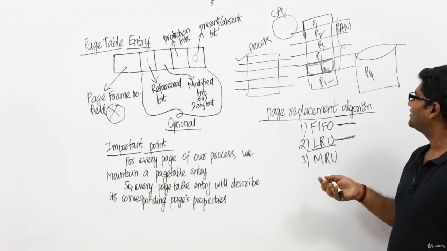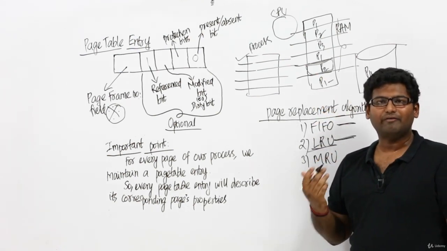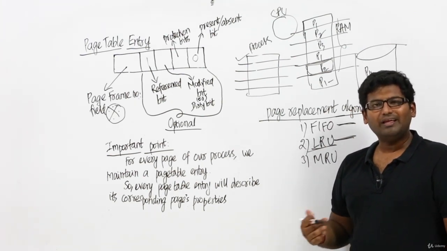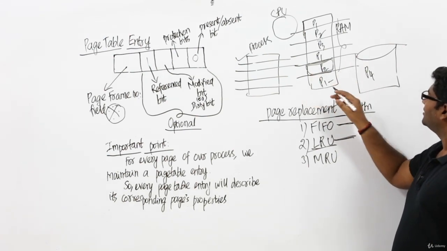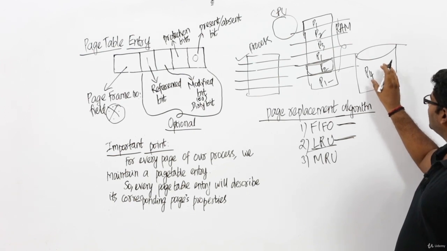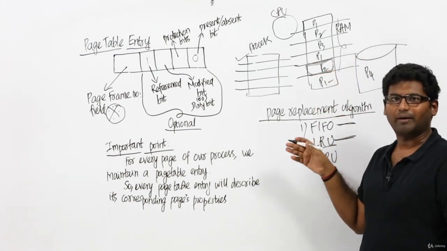Okay, we are going to replace the least referred page, and let us assume process P2 has not been referred by the CPU during the recent times. Okay, that is still possible. Now in that case, what we will do is this page has to be moved into the hard disk, and this page has to be moved into the RAM, right?